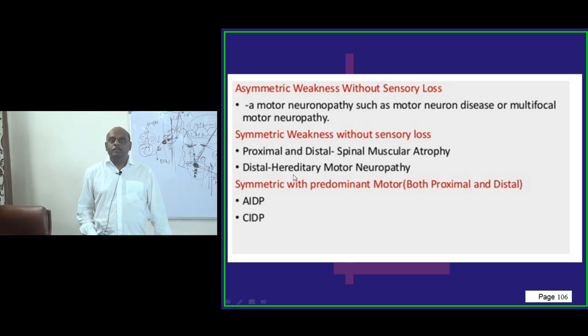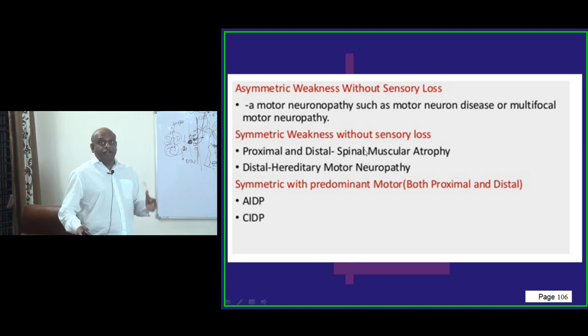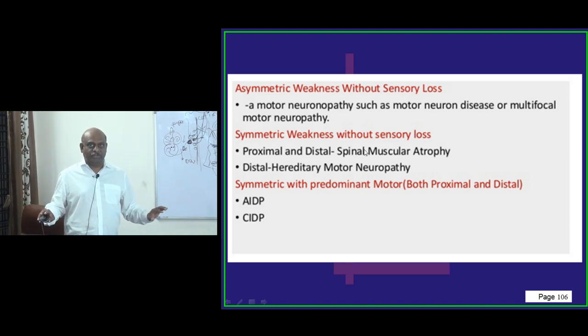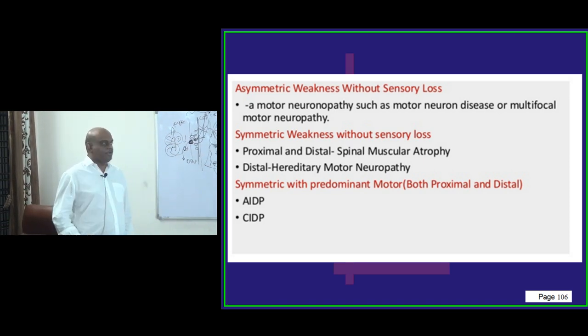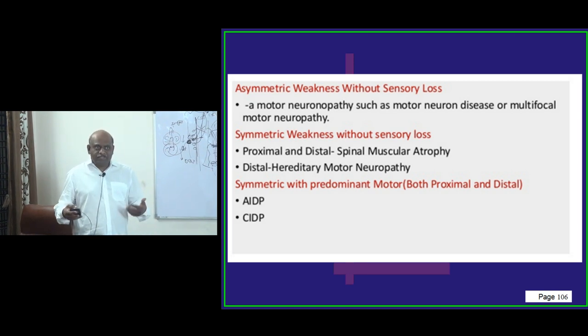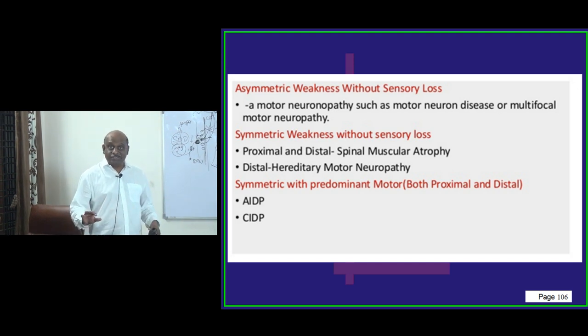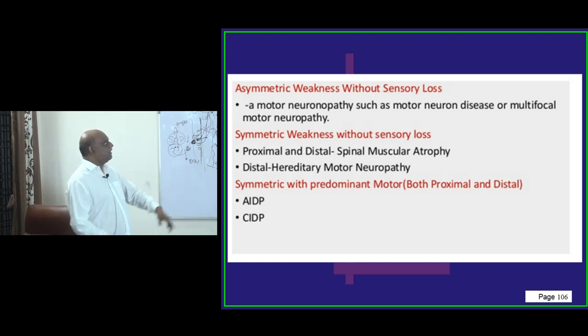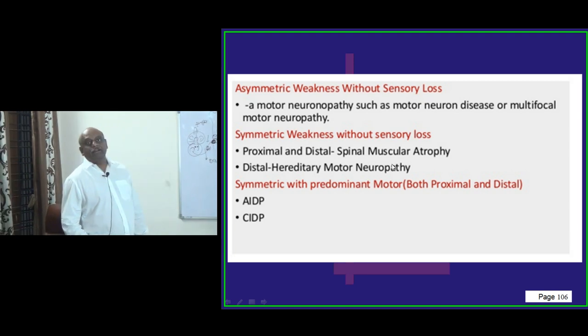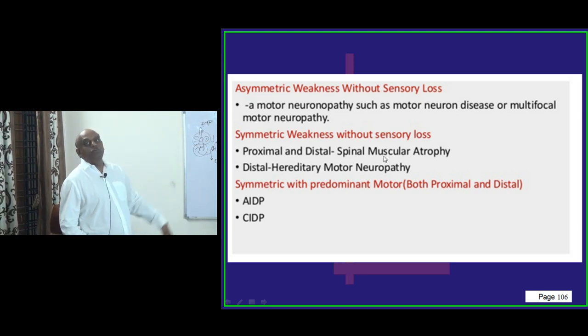Then, symmetric weakness without sensory loss. What are the two things that come to your mind? Always these are the questions you will ask the patient. Is the weakness only on one side? Is the weakness on both sides? Is there anything numb anywhere? So no numbness, no sensory loss, but symmetrical weakness: think of spinal muscular atrophy and hereditary motor neuropathy.